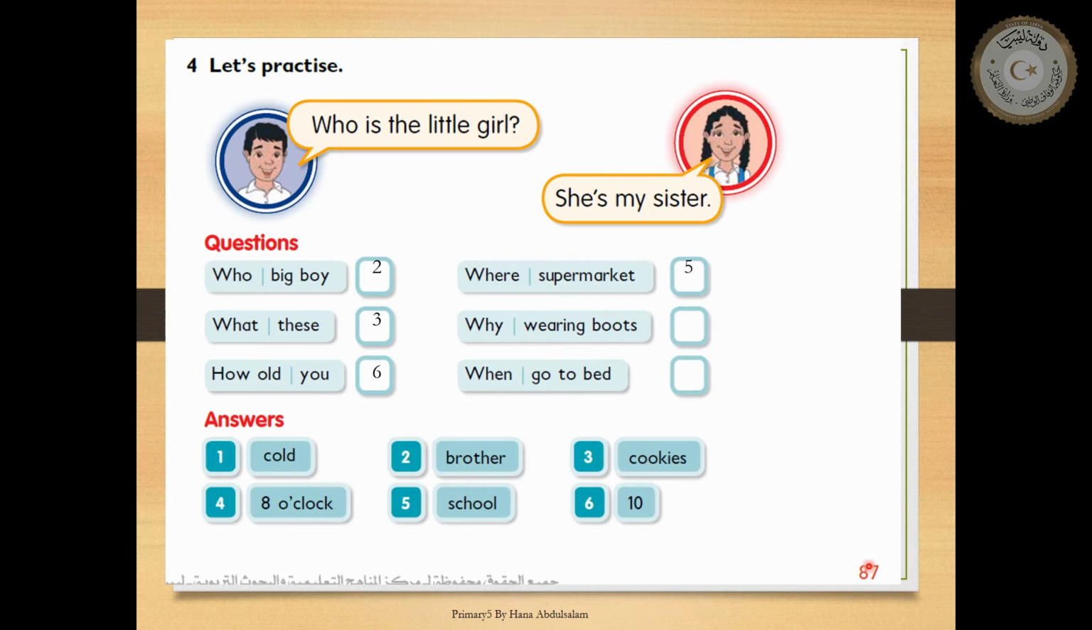Next to the school. Why? Why means because. Why are you wearing boots? Cold. And the last one, when do you go to bed? I need time. When do you go to bed? 8 o'clock.